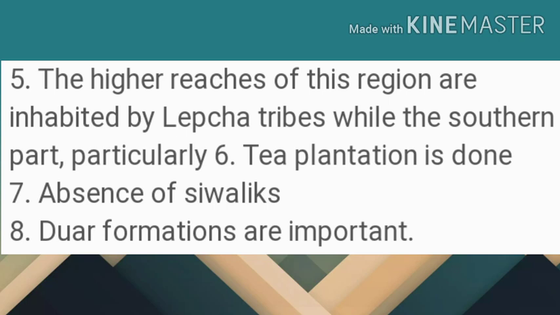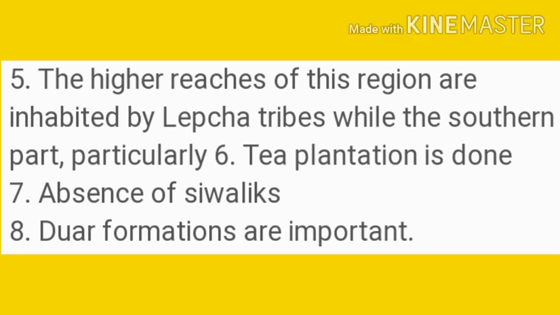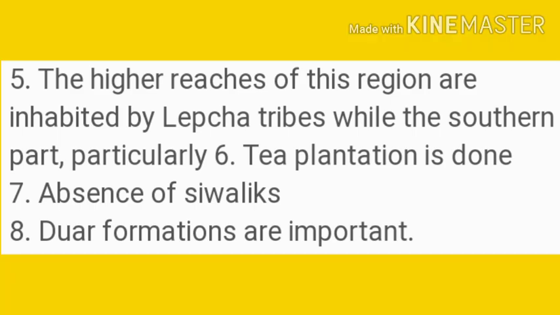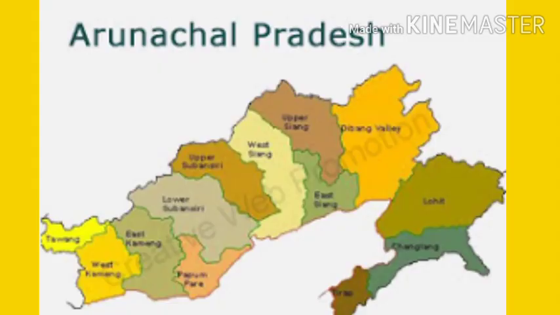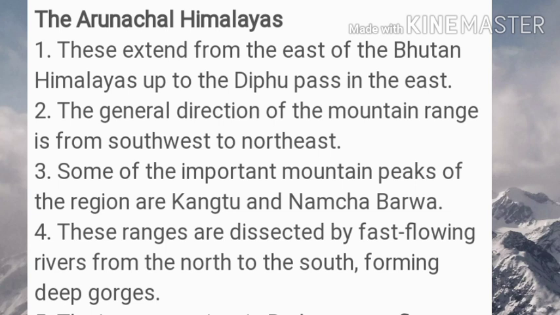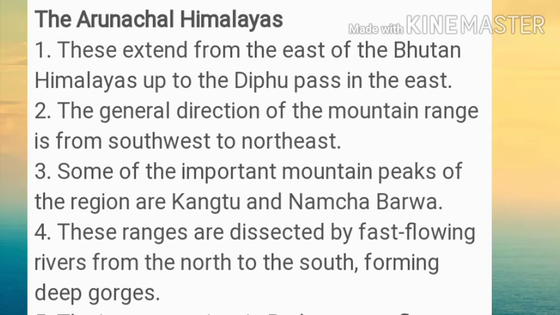In place of the Shivalik here, the Dur formations are important, which have also been used for the development of tea gardens. The next part of the northeastern Himalayas is the Arunachal Himalayas. The Arunachal Himalayas form the eastern frontier of the eastern Himalaya. Some of the important mountain peaks of the region are Kangtu and Namcha Barwa.